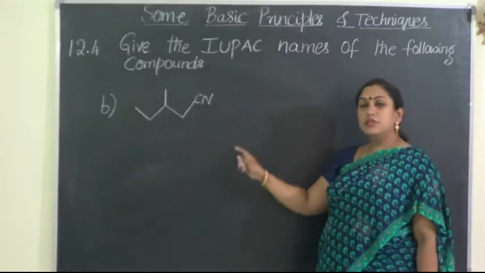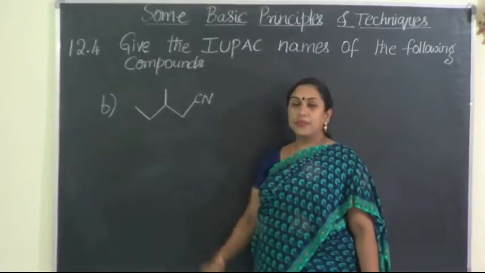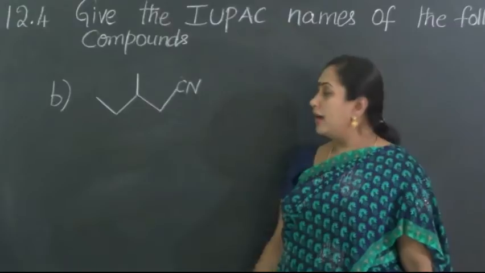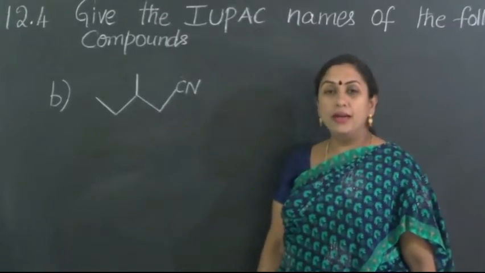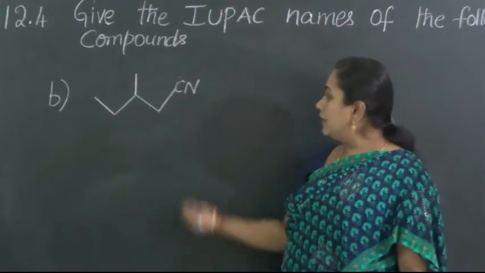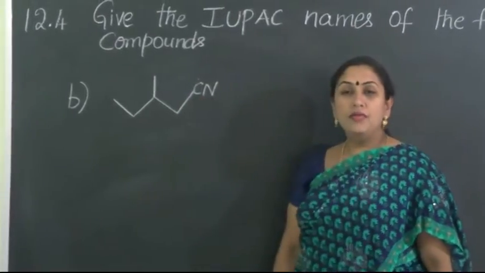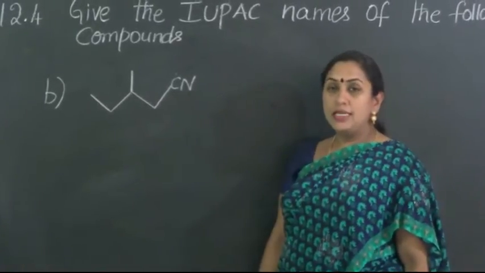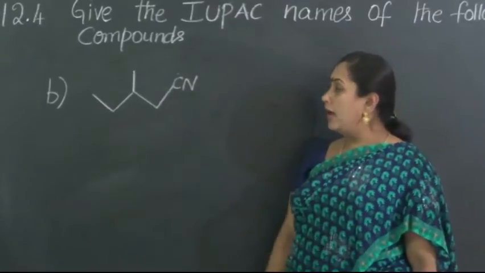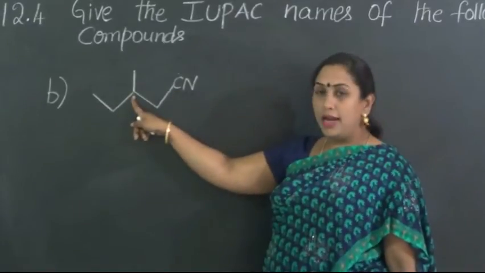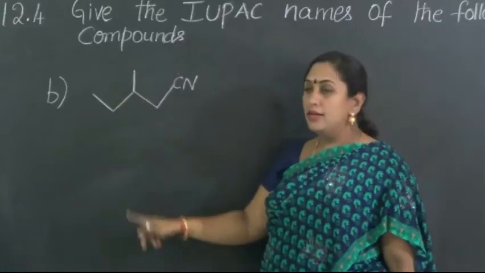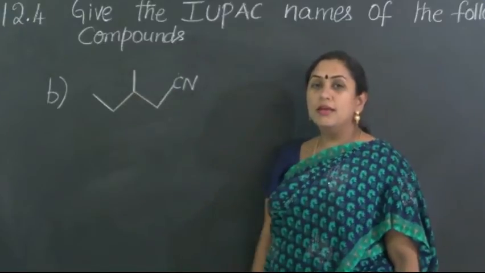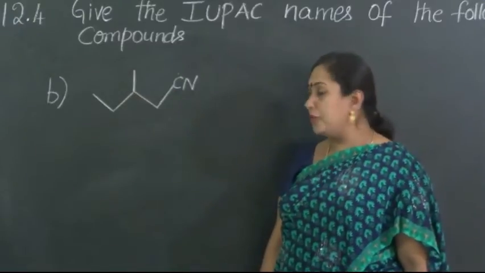Now let us try to name the structure B. The structure B given to us is like this. And again this structure is also a bond line structure, and as you can see in the terminal position we have the presence of cyano as our functional group. CN means cyano, and with respect to this carbon atom we see a side chain. This side chain, because no other functional group is written there, is understood to be a methyl group.